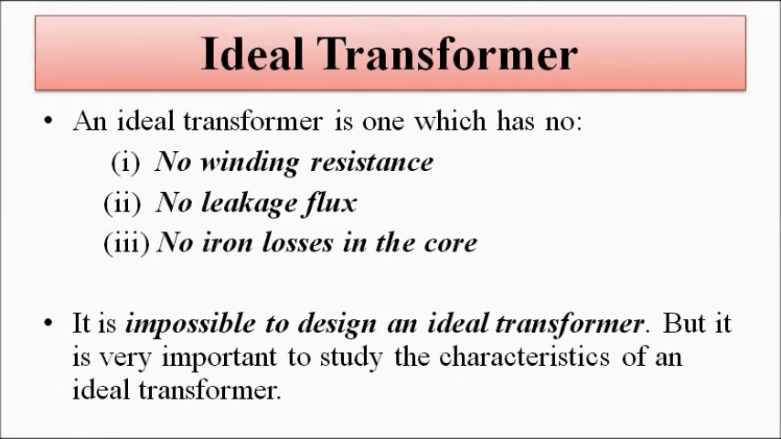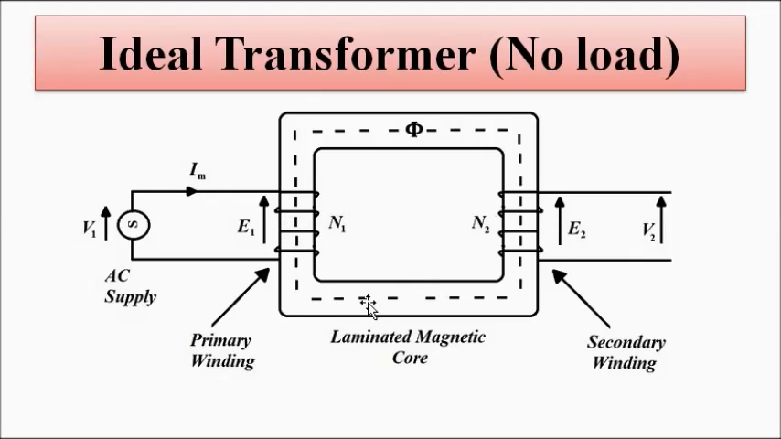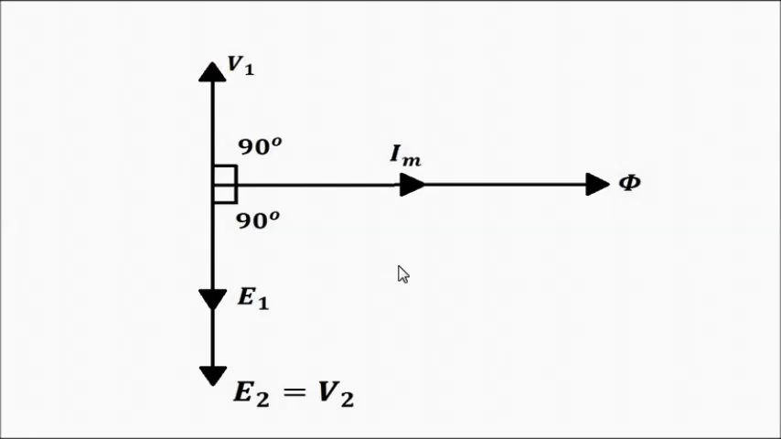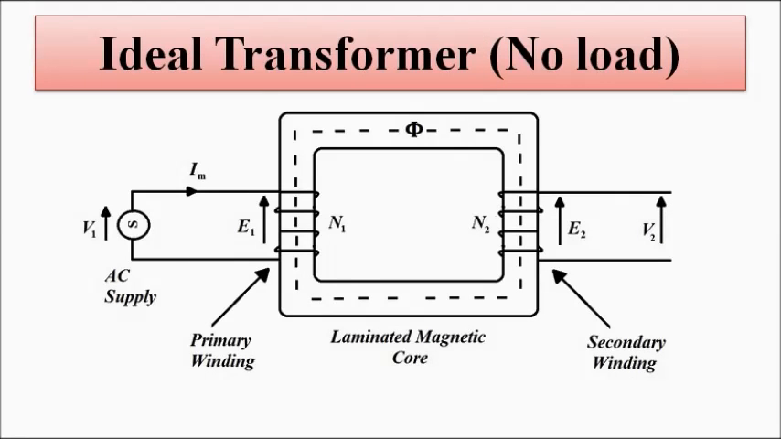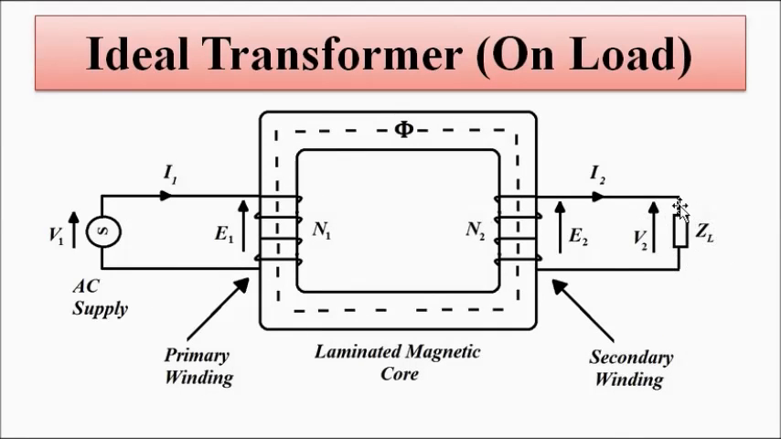So this is an ideal transformer in no load. We have already discussed it, and this is the phasor diagram of such a transformer. We will not discuss all this because we have already discussed it in the previous video. Now let us discuss ideal transformer on load. The difference between this diagram and this diagram is this load impedance connected, ZL, across the secondary winding at the output side. So here the discussion will start like this.